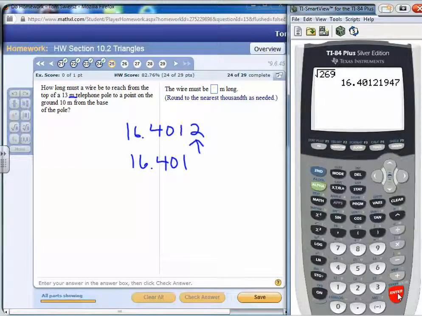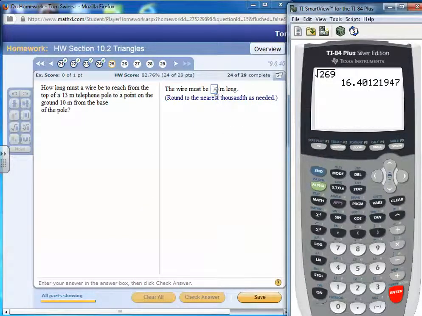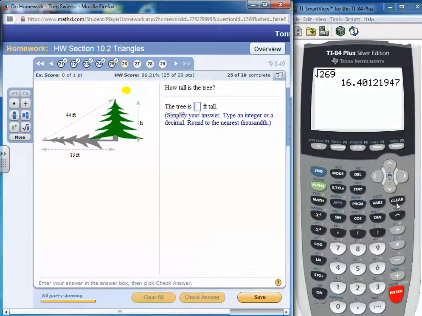So 16.401 meters is the length of the pole, or the wire. Sorry, the length of the wire. The pole was given to be 13, all right, 16.401. Yeah, the length of the wire, the hypotenuse. Very good. Let's look at problem number 26.